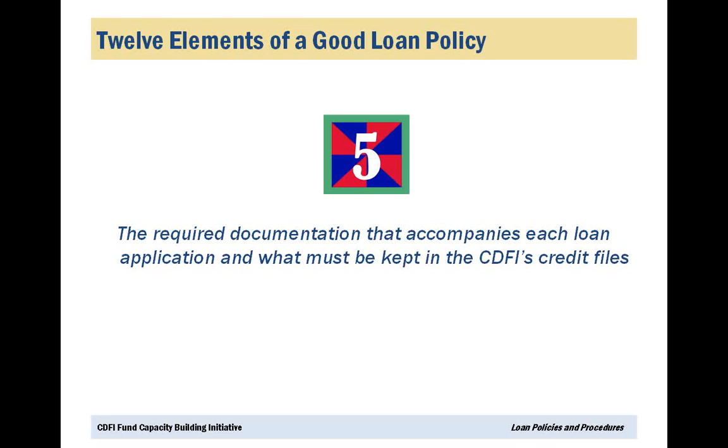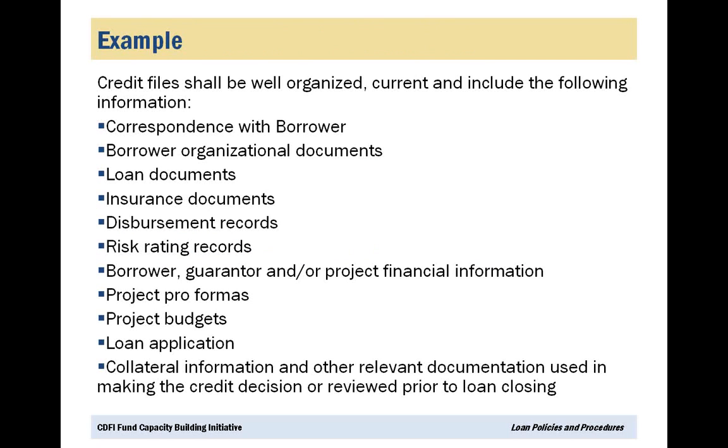Okay, element 5. This says you also need to put in your loan policies what's kept in the credit files. What is it? What goes in the application? What goes in the credit files? And I think that people have worked in banks.